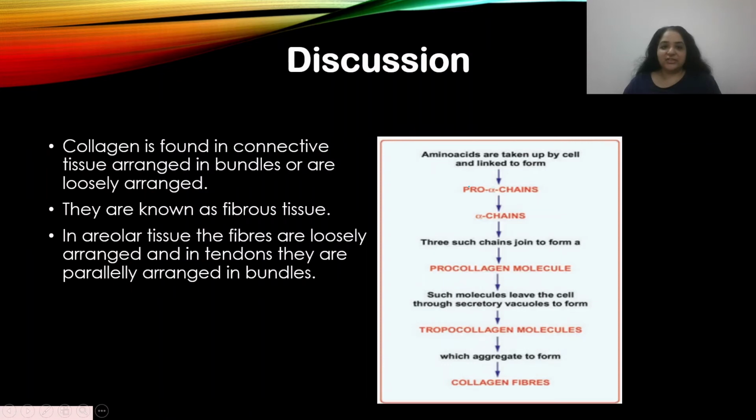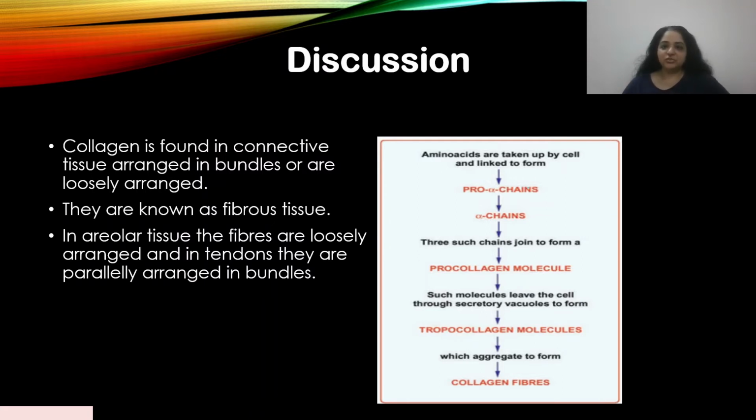So collagen is actually found in connective tissues. Either they're loosely arranged like in areolar tissue, or they're arranged parallelly and dense, in a proper form. It can be found in either way. They are arranged in bundles or loosely arranged, and are known as fibrous tissue. In areolar tissue, the fibers are loosely arranged, and in tendons they are parallelly arranged in bundles. So basically this is where collagen is found and how it is found in the human body.